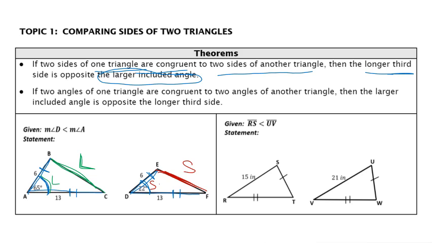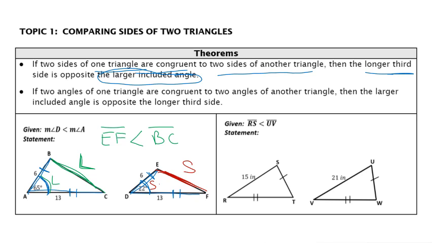So when I look at this, we can say if I know angle D is smaller than angle A, I actually know EF is smaller than BC. I know that this is the smaller side because it's across the 22.